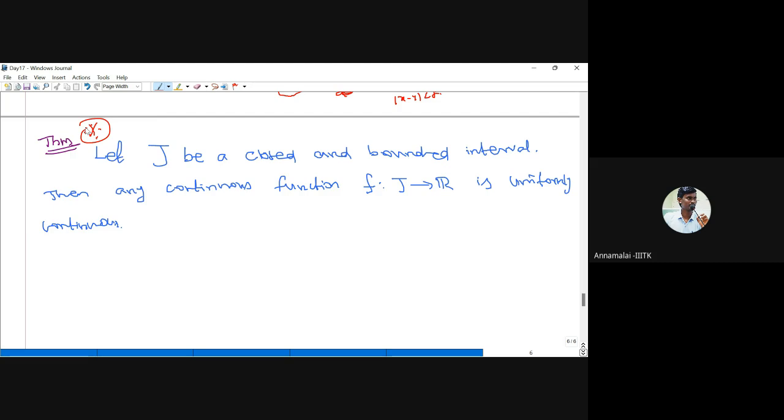So first you have to check whether the function is continuous or not. If it is continuous, next you have to look at the domain of the function. If the domain is closed and bounded, then you can directly say this is uniformly continuous. No need to check the modulus of f(x) minus f(y) and all those things.